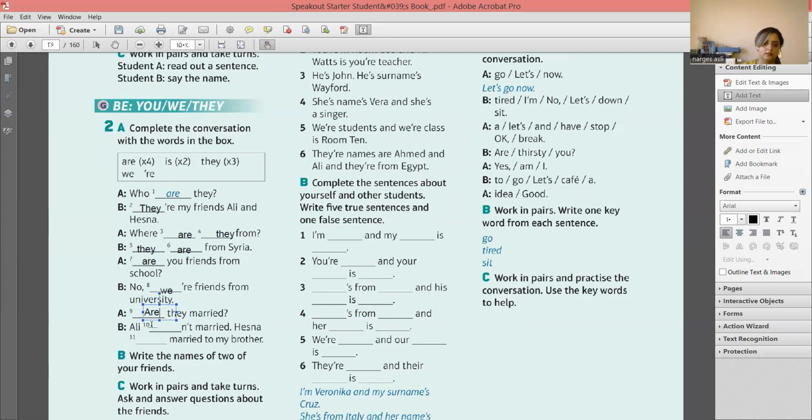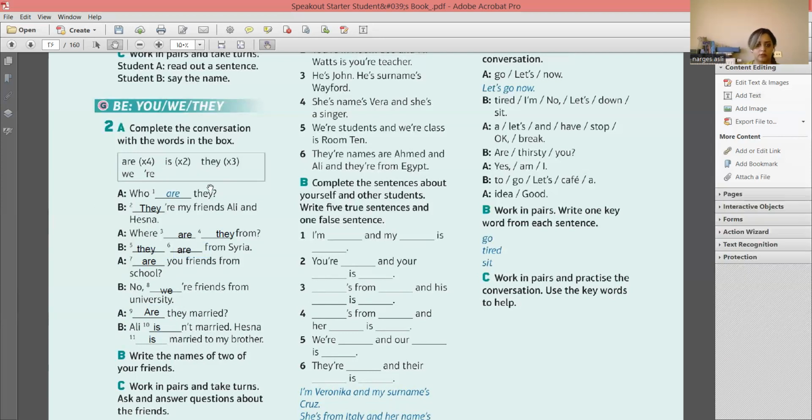Ali isn't married. Hesna is married to my brother. گفتشون میشه is. این هم همونجور گفتیم. دقیقا اینو دوبار گفتیم، این هم سه بار، آرام چهار بار گفتیم. درست بود. فقط اینجا به جای این they are. منم کامل نوشتم. من کلا توی رایتینگ هم کامل مینویسم، کانتراکشن رایت نمی کنم بلکه عادت میکنم.